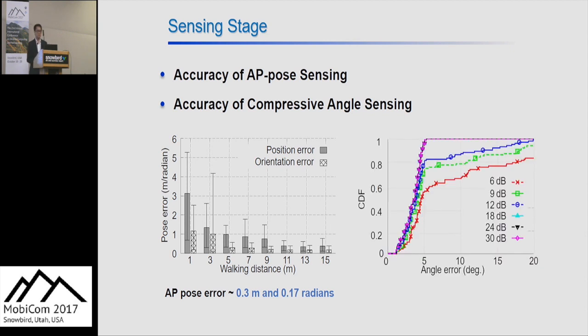The right figure shows the accuracy of compressed angle sensing, and its performance is primarily determined by the SNR of the BSV measurement. We found the error is less than 5 degrees, even though the SNR is as low as 9 dB. The residual error here is mainly caused by the angle discretization in the compressed sensing algorithm.